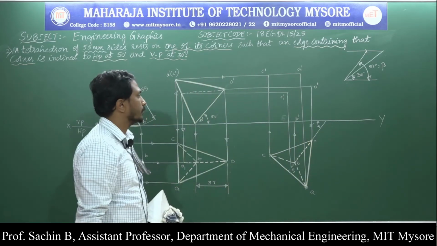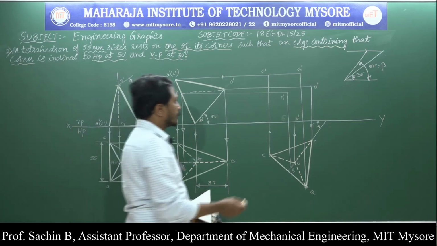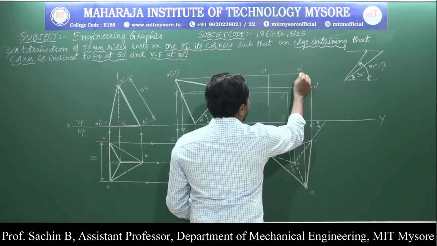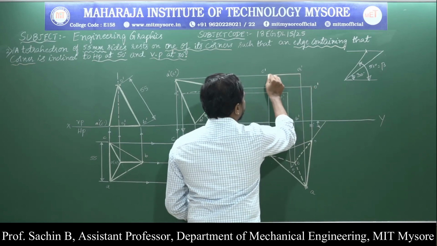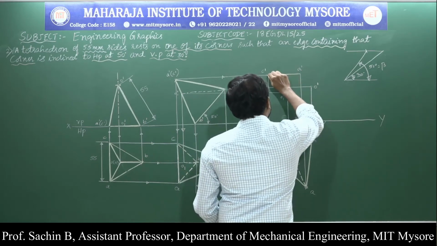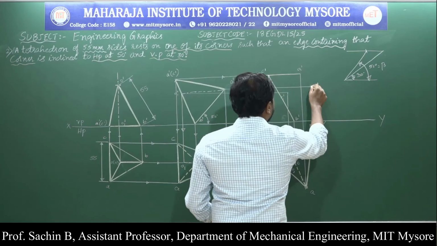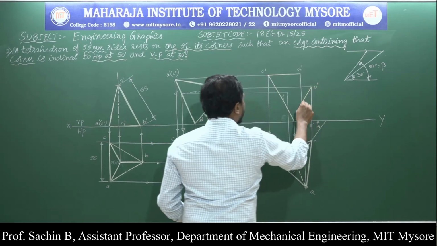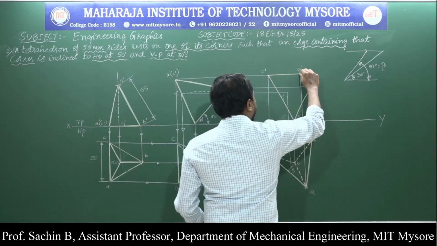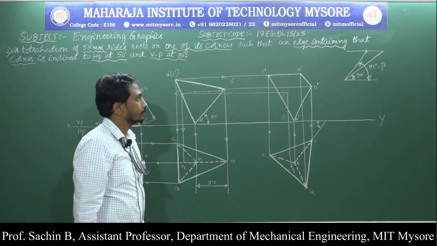Next, the concept we need to apply is the visible and invisible concepts. According to it, the first condition is that the outermost boundary is clearly visible for us. I am starting from A dash point: A dash to C dash, C dash to B dash, B dash to O dash, and again O dash to A dash is the outermost edge for me.